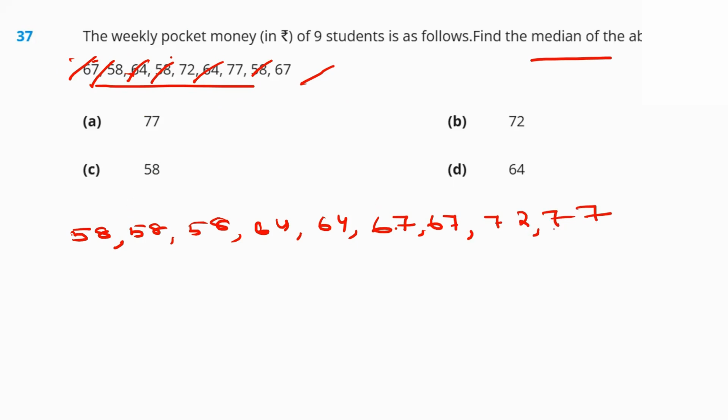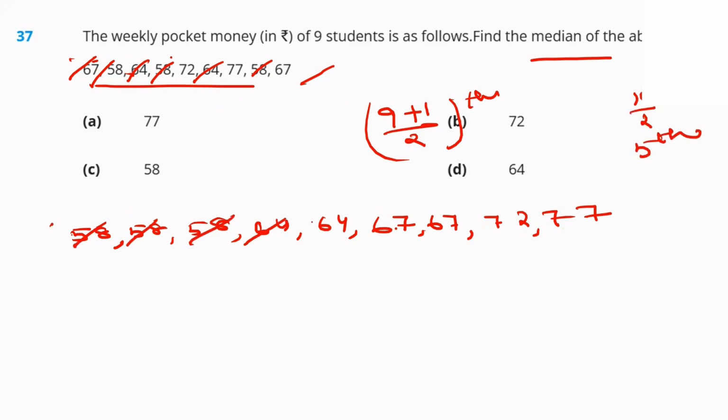The formula for median of odd number of observation is number of observation plus 1 by 2th observation. That's 10 by 2, 5th observation. What's the 5th observation? 1, 2, 3, 4, 5, 64. Hence, the median is 64. Okay, the 5th term, 64. 64 is the median.